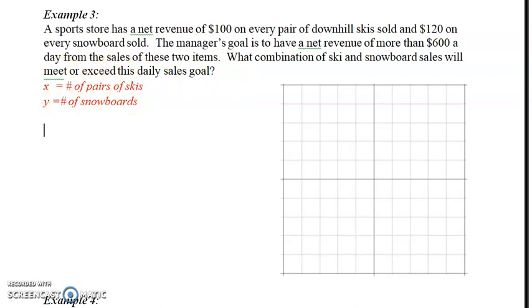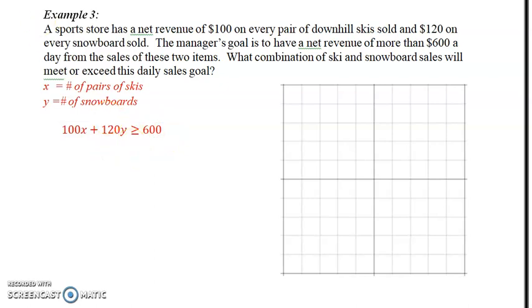So our equation is going to look like 100x plus 120y, and that has to be greater than or equal to 600 revenue, right? Because it's the cost of each pair of skis multiplied by the number of skis sold, plus $120 for each snowboard, multiplied by the number of snowboards sold, greater than or equal to 600. So there's your inequality. And that's what we're going to graph.